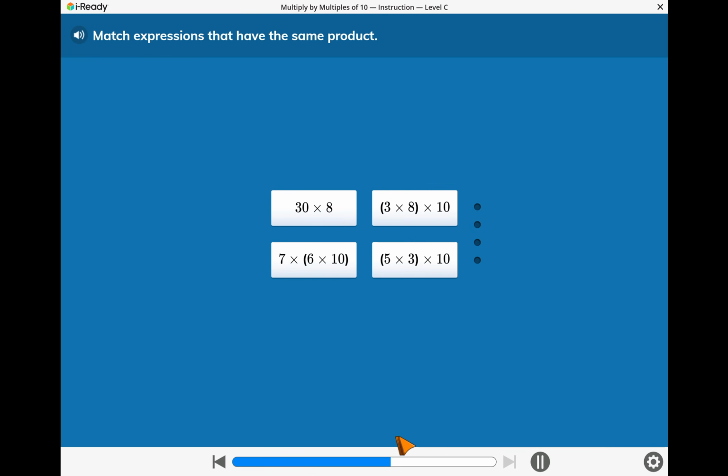Match expressions that have the same product. You can think of 30 as 3 times 10, and then multiply by 8. So these expressions have the same product.